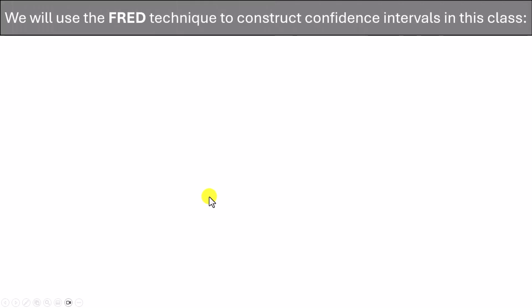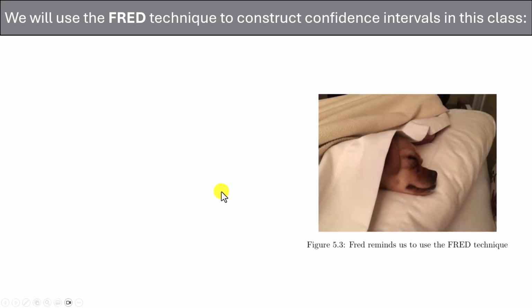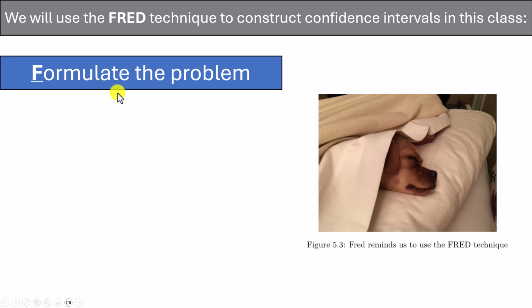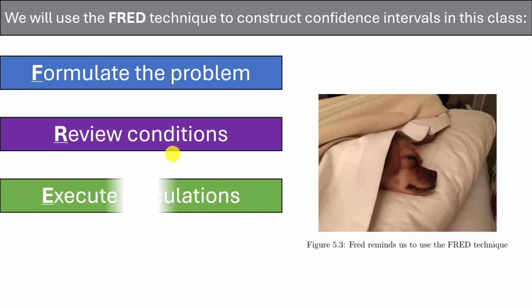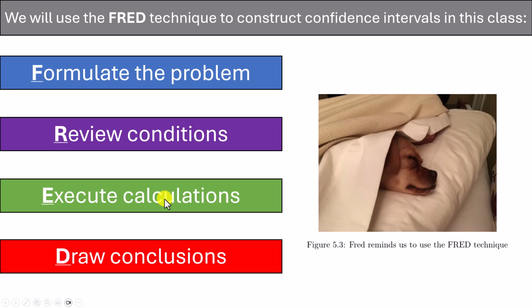Okay, so to do a full example, we're going to, just like we did with the population proportion, use the Fred technique. So as you might remember, Fred is John Gabrosik's dog, the author of the textbook. So here he is reminding us again to use the Fred technique. And Fred, each letter in Fred represents a different step that we're going to be using for our confidence intervals. So first we must formulate the problem. Then we must review the conditions that are necessary to do the confidence interval. Then we must execute calculations, and then finally draw conclusions.